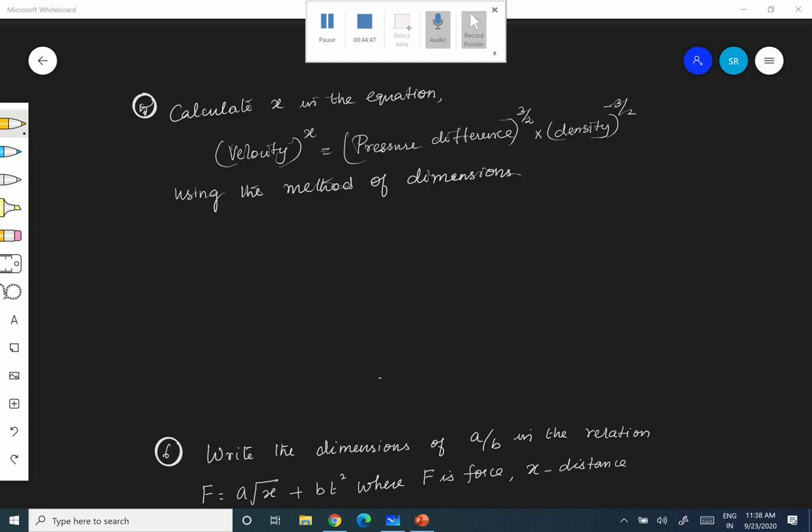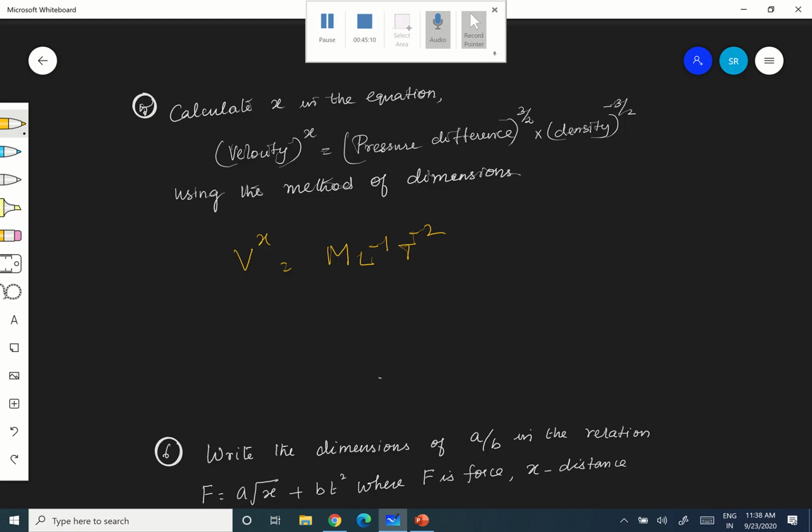Very simple. You have to find out the value of x. Therefore, you tell me velocity. Velocity is v, so v power x is equal to the pressure difference. What is the dimension of pressure? M L power minus 1 T power minus 2.